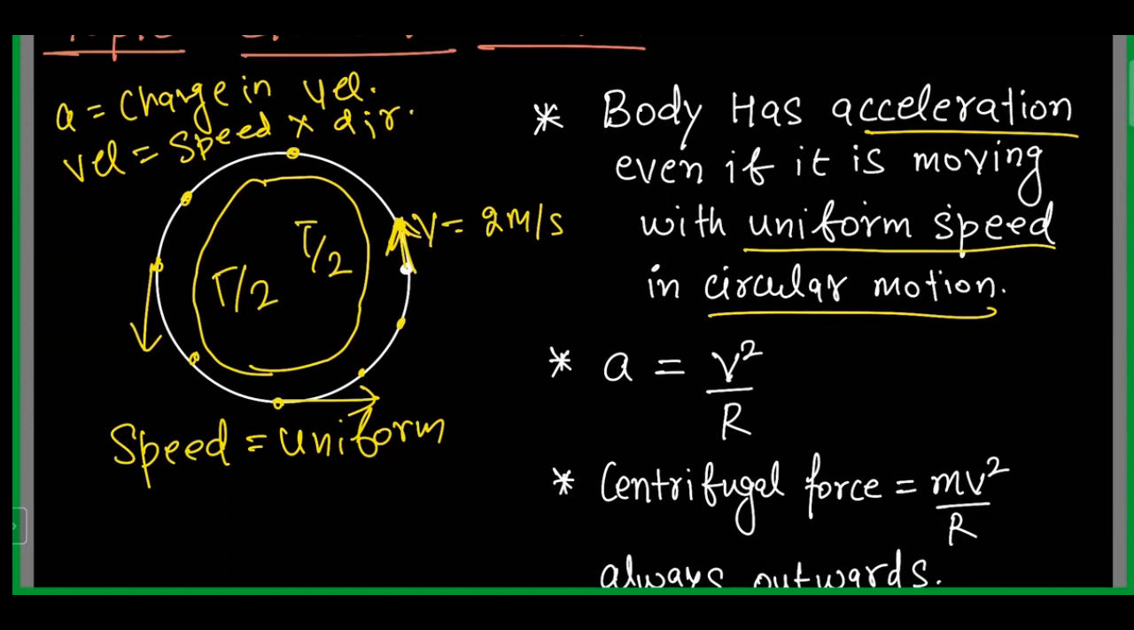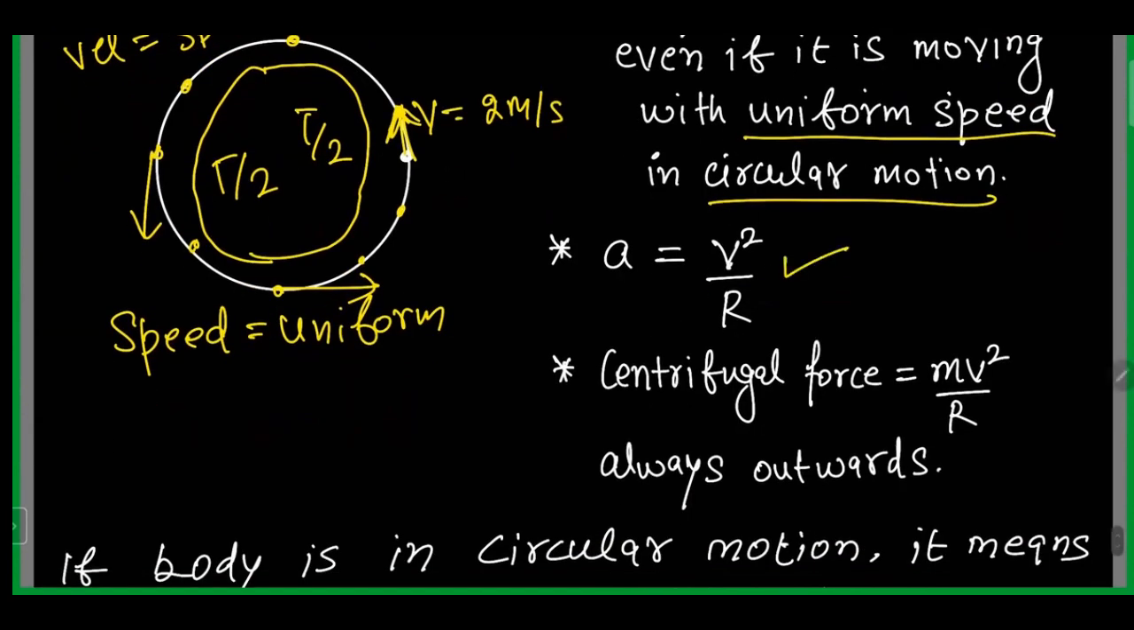So whenever an object is in circular motion, even if the speed is uniform, there is some acceleration. So what is that acceleration equal to? That acceleration is equal to v square by r. This is also known as centripetal acceleration.